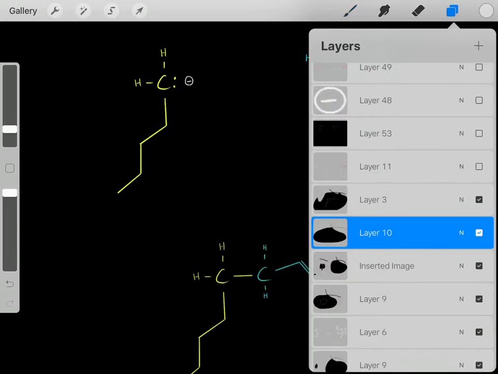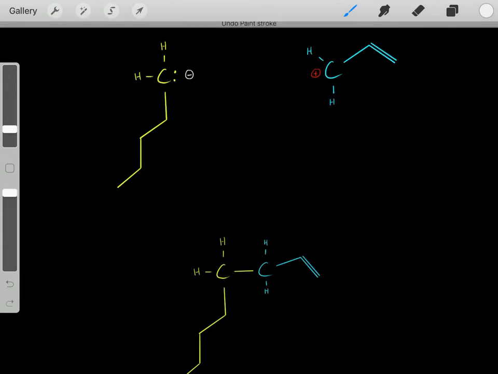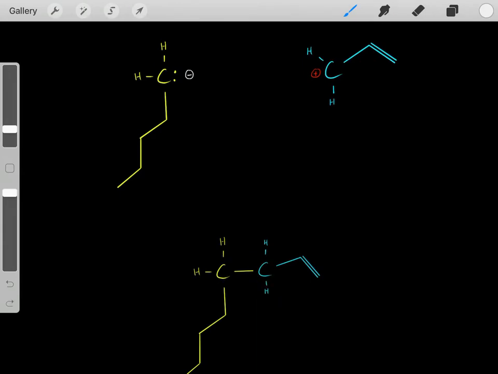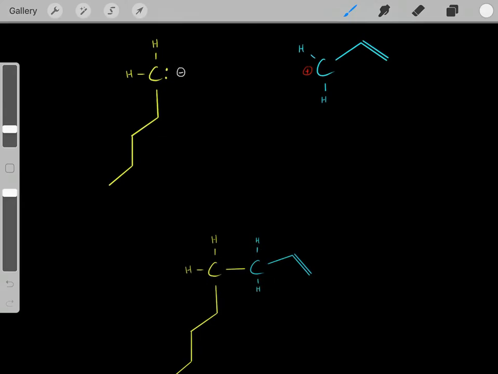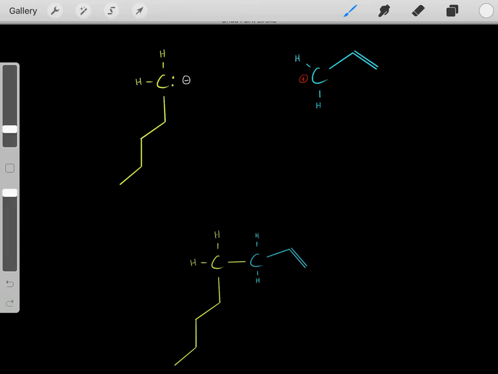And when they form a bond, they'll destroy the charges. Because if you were to find the formal charges of these 2 carbons, they would have formal charges of 0. Because we've destroyed the charge, so this is more stable. This is a lower energy situation, so this is more stable.